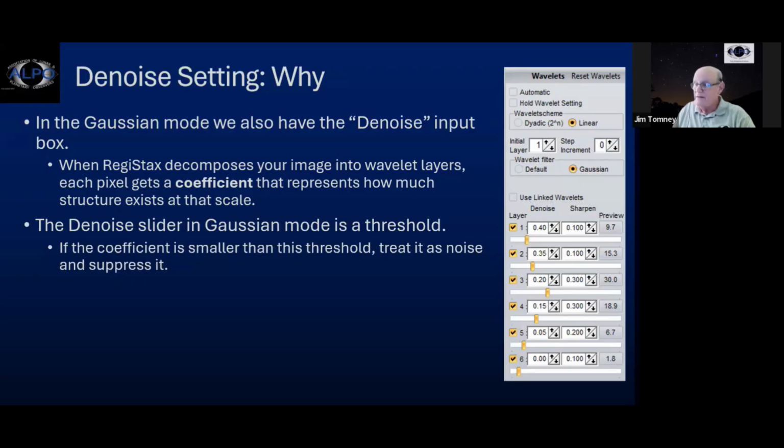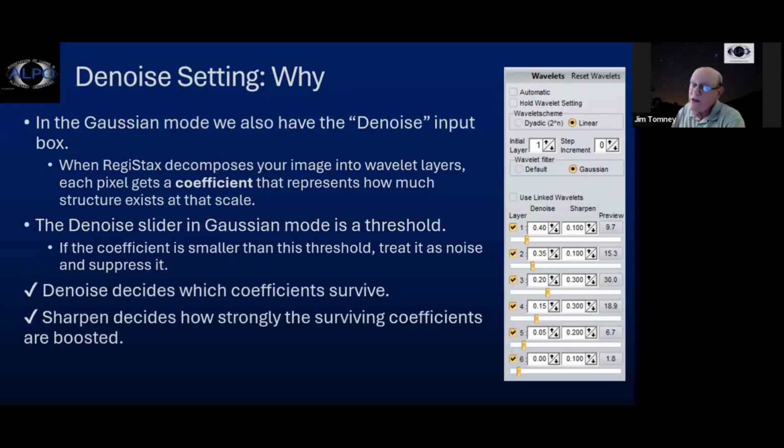So this is why it's helpful in that it can help reduce noise. If you are using layer 1 or layer 2, you can use this noise setting here to get it to drop out the low coefficients, which are probably noise, and yet still hopefully hold on to the higher coefficients, which could probably reflect structure. So your denoise is deciding which coefficients survive and get paint applied to them. And the sharpen, over here, is going to decide how strongly those surviving coefficients are boosted.